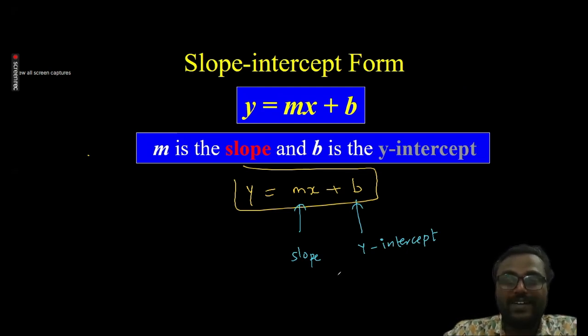I just want you to write down this equation right now and write m is equal to slope and b is equal to y-intercept. So you have 40 seconds to write it down. After that, I'll move on to solving two questions, and you'll have a clear understanding about it.